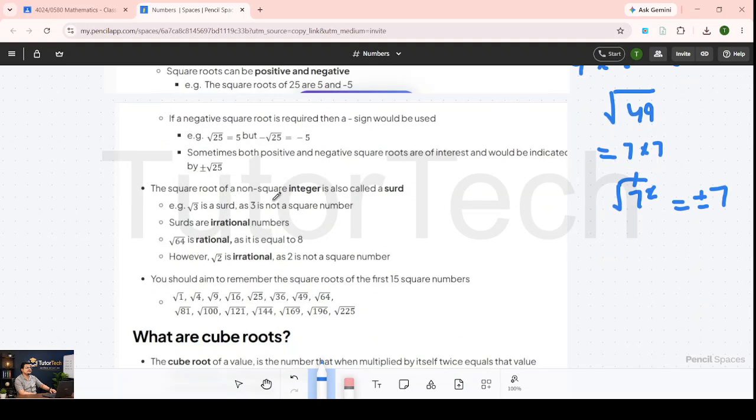The square root of a non-square integer is called a surd. What is a surd? A square root of a non-square number.